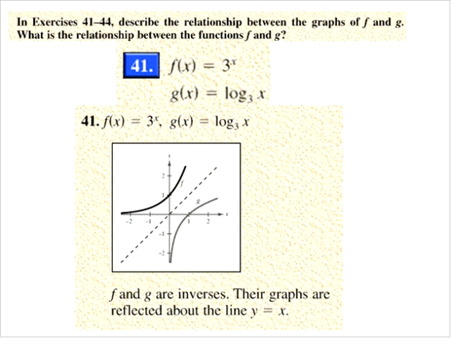For the next one, we need to describe the relationship between the graphs. If we were to graph these on our graphing calculator, we should get something that looks like this. These graphs are inverses of each other because they are reflected over the line y equals x. We also should know that right away because I can change this to exponential form and this to logarithmic form, and you should get the other equation. Switching between exponential form and logarithmic form, those are actually inverses of each other. So it works out that yes, these are going to be inverses of each other, just looking at the graph.